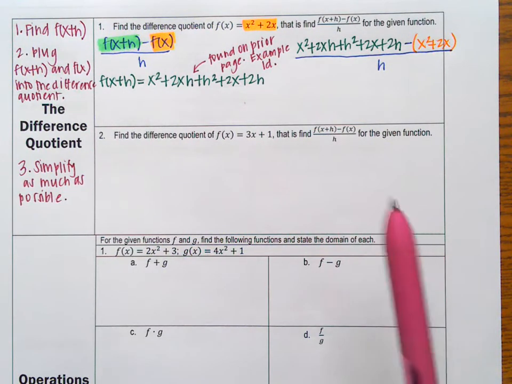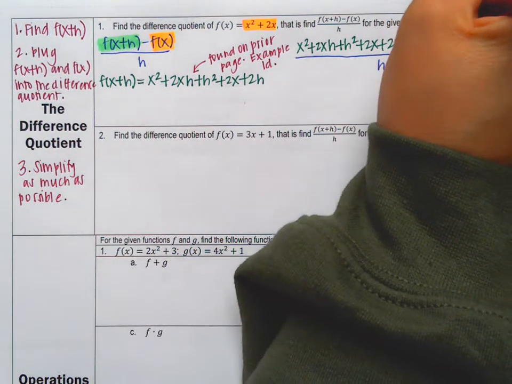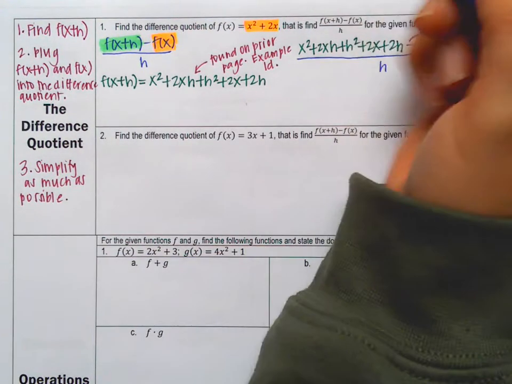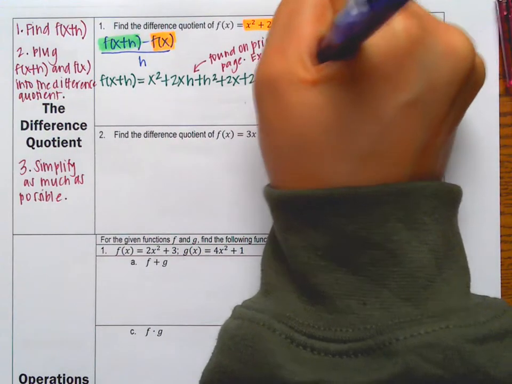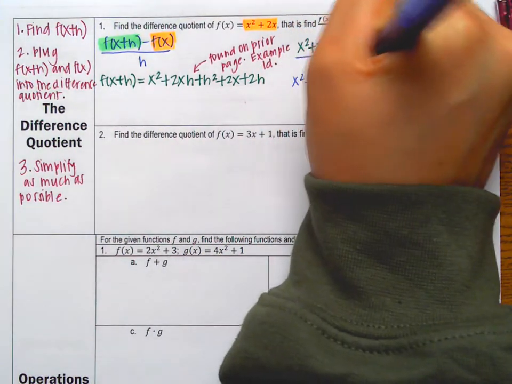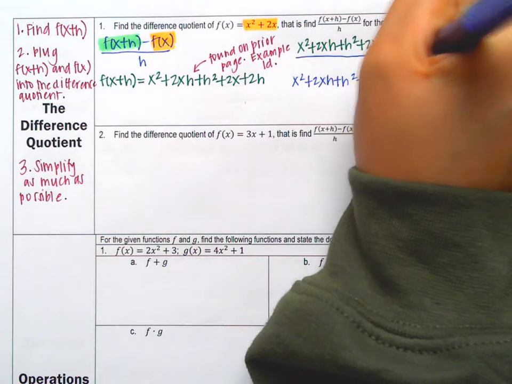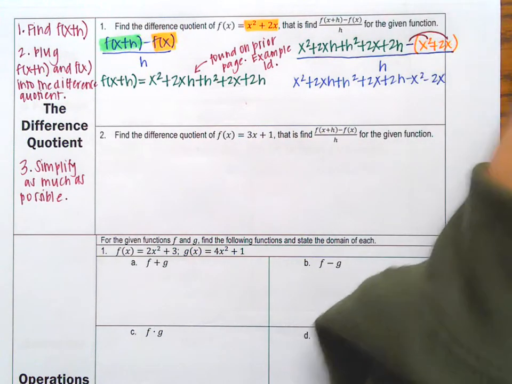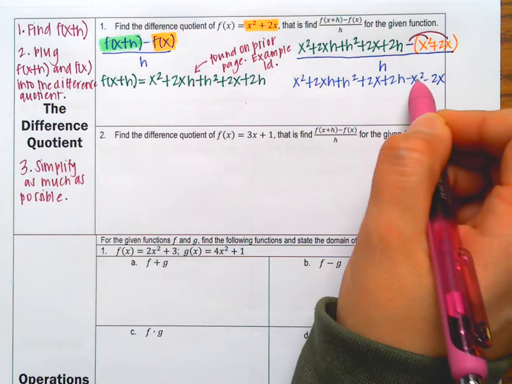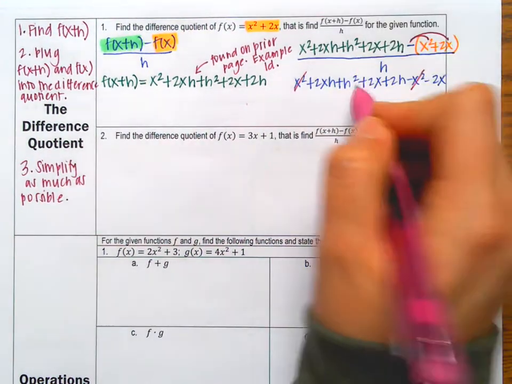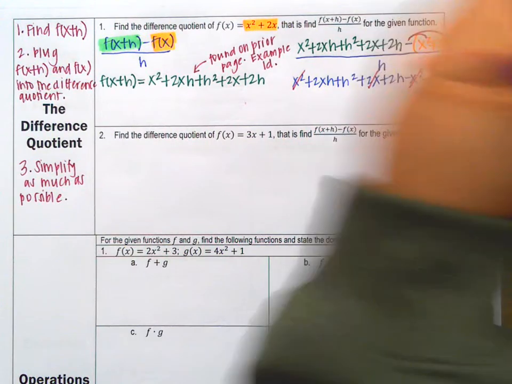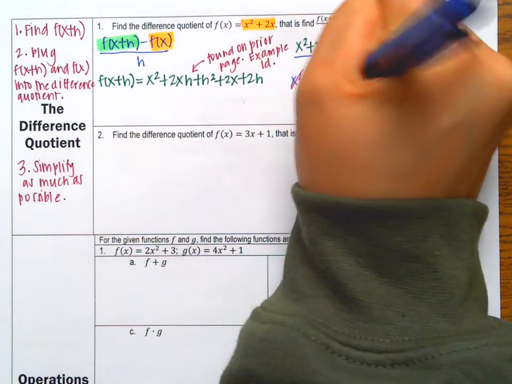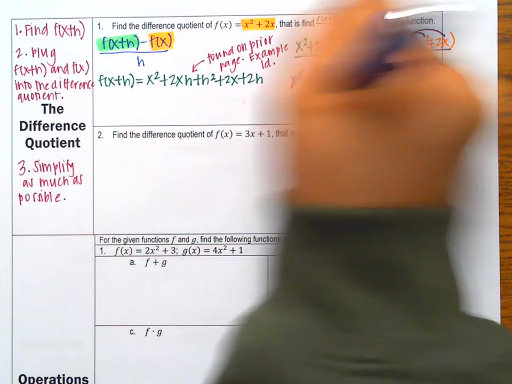With that, we're going to distribute this negative. I know I'm just going to rewrite a lot, but I want you to see this. So x squared plus 2xh plus h squared plus 2x plus 2h, and then that minus gets distributed, so it's minus x squared minus 2x. What happens is x squared minus x squared cancel, and then 2x minus 2x also cancel. So I'm left with 2xh plus h squared plus 2h over h.